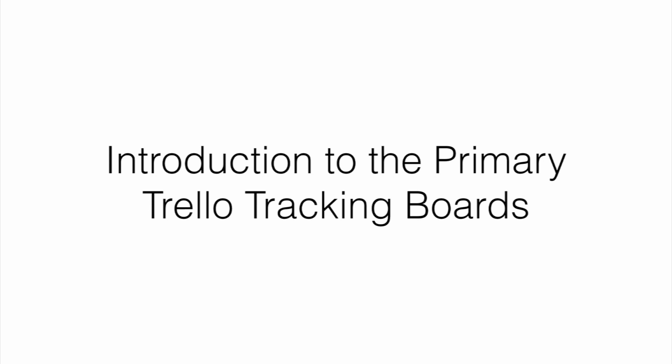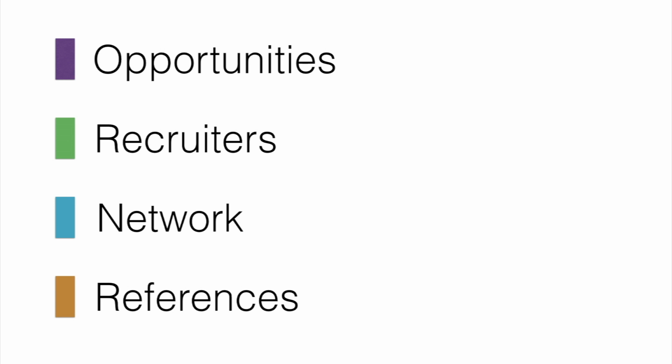So now that we've talked about boards and lists and cards, I want to give you an introduction to the primary Trello tracking boards that we're going to use to configure Trello to help us with the search. There are 4 that we're going to work with. One, we're going to work with an opportunities board. Next, we're going to cover a recruiters board. After that, we'll talk about a network board. And then finally, a references board. And in each one of these cases, I'm going to talk about what each board is for and how we're going to use each board.